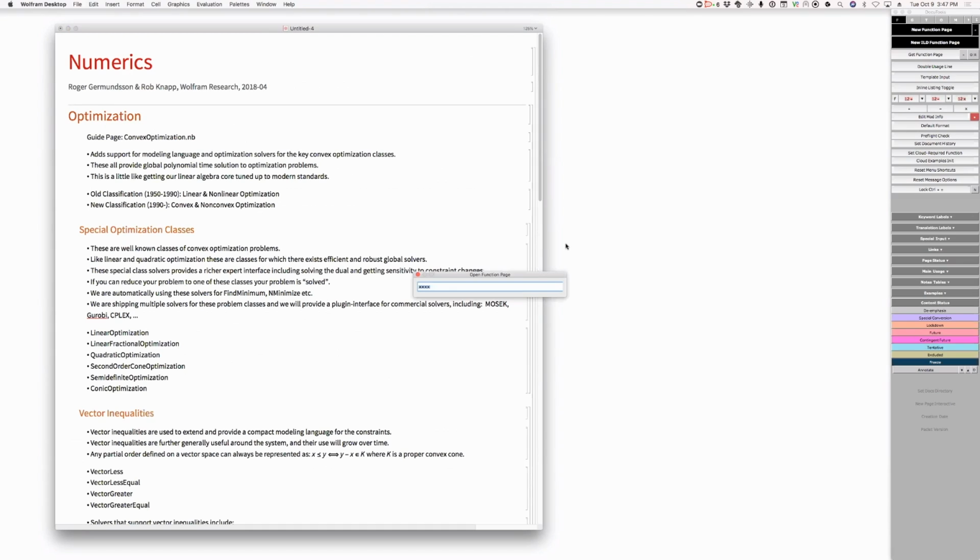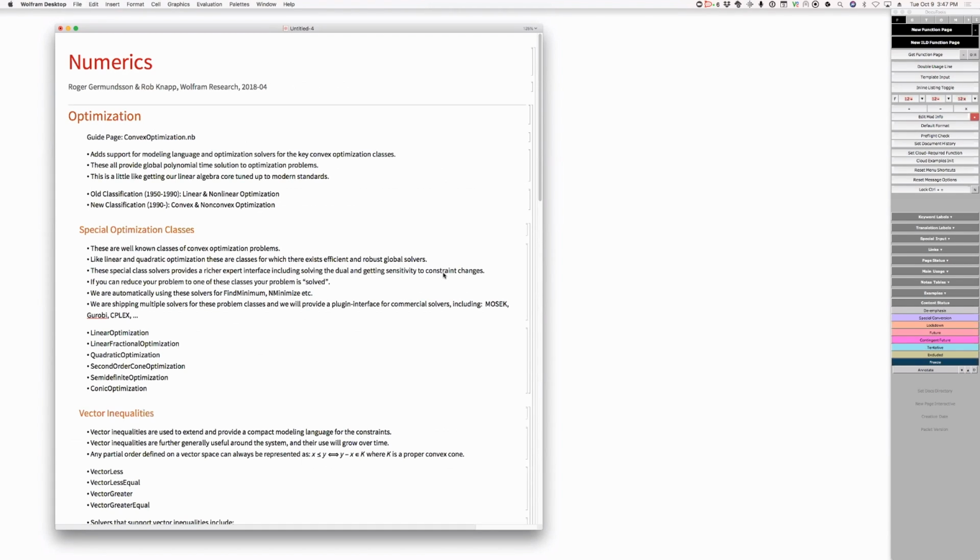Okay. So I'll just talk through a little bit here in the beginning to get us going. What we've added is several classes of convex optimization problems. These are a little bit specialist functions, but they are in fact integrated into FindMinimum and Minimize in those 12 functions. That means it's new that that's happened.